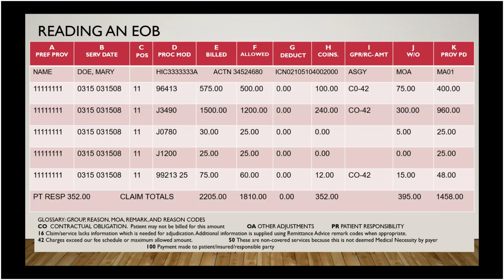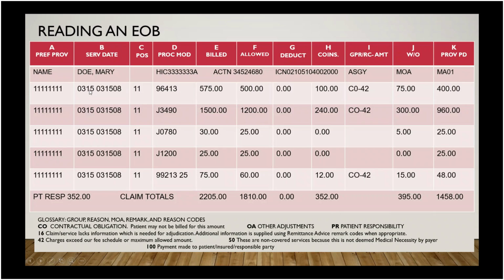16, claim services lack information which is needed for adjudication. So we may have to supply that information using the RA. 42, charges exceed our fee schedule, our maximum allowed amount, meaning that they're going to pay you based on their fee schedule. 50 is non-covered services because it is not deemed medically necessary by the payer. And then 100, payment made to patient, insured, responsible party.